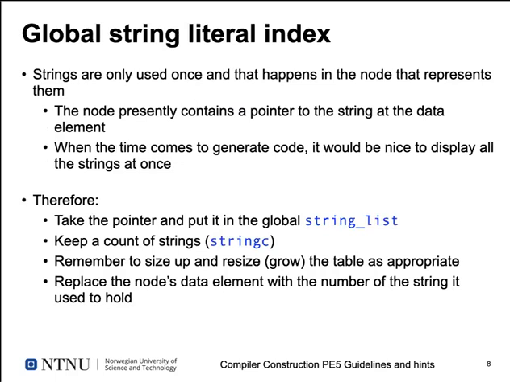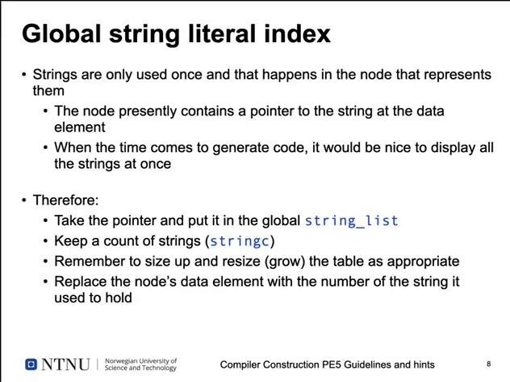So, global string literal indexes. What are we doing with strings? Now, strings are only used once because we don't have string variables here, and that happens in the nodes that represent them. So this node presently contains a pointer to the string at the data element. And when we actually want to generate code in the next practical exercise, it would, for example, be great to be able to display all the strings at once so you can get some debugging output here.